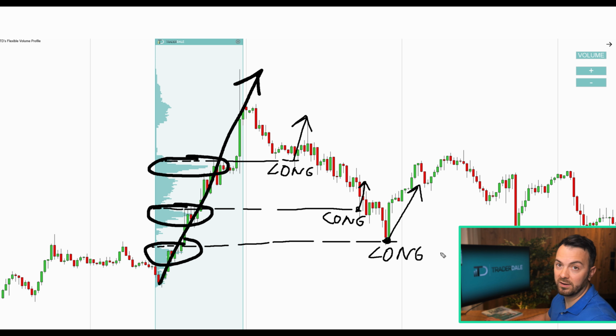Okay, so when the market is trending, you are trading pullbacks to significant volume zones. When the market is rotating, you're looking for longs and shorts at the top and the bottom of the rotation. That's the difference between trading a rotating market and a trending market.